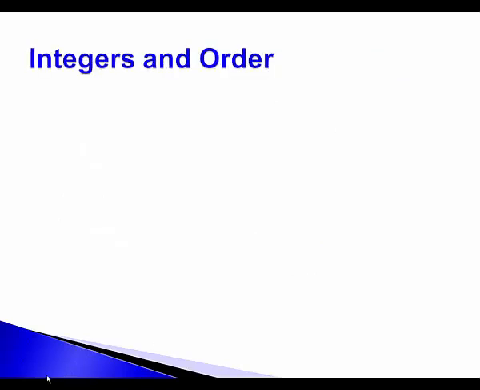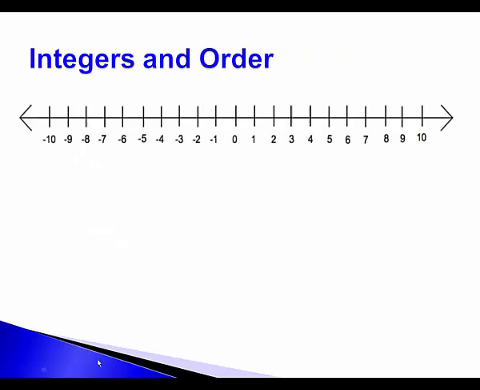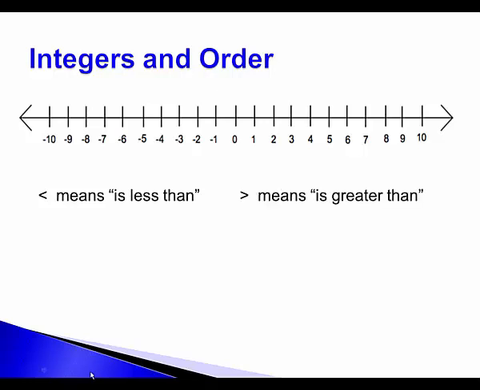Next, let's look at integers and order. Once again, you'll see we have our number line, and I want you to notice that negative numbers are to the left-hand end and positive numbers to the right. We'll use two symbols now. The first one you see on your screen looks like an arrow that's missing its tail and it points to the left. This symbol means is less than. The other symbol points to the right and means is greater than.